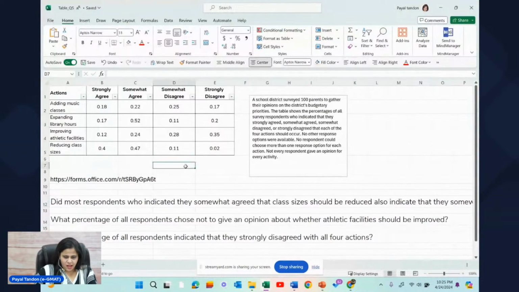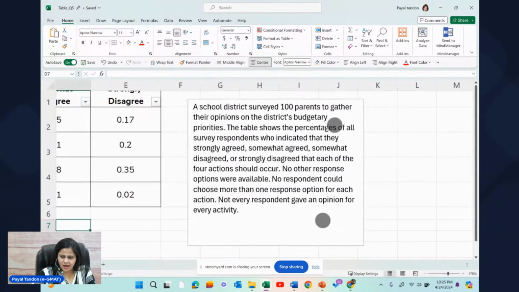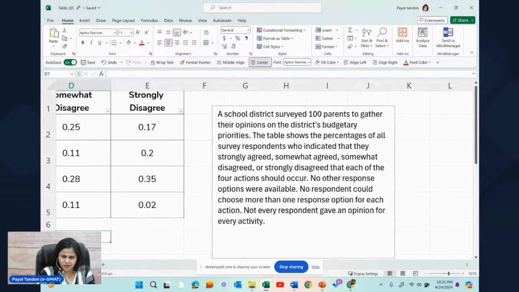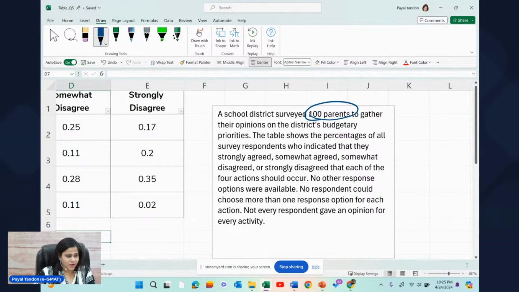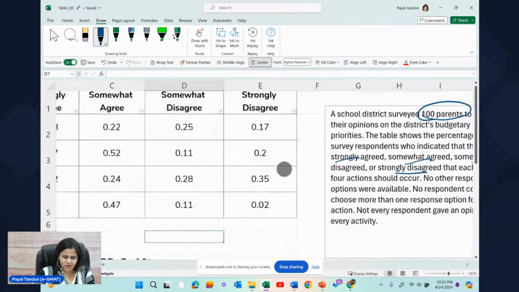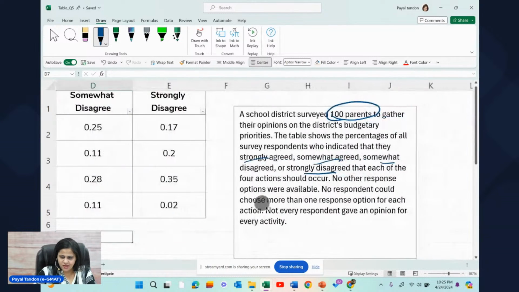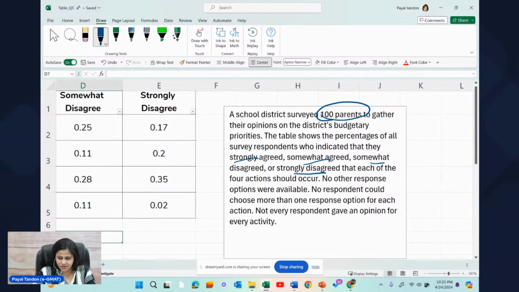So over here we have these 100 parents who have been surveyed. The table shows percentages of all who indicated that they strongly agreed, somewhat disagreed. So we understand that these are the four columns over here. So we are mapping the columns as we are reading the data set. No other response choices were available, so these were the only four responses.